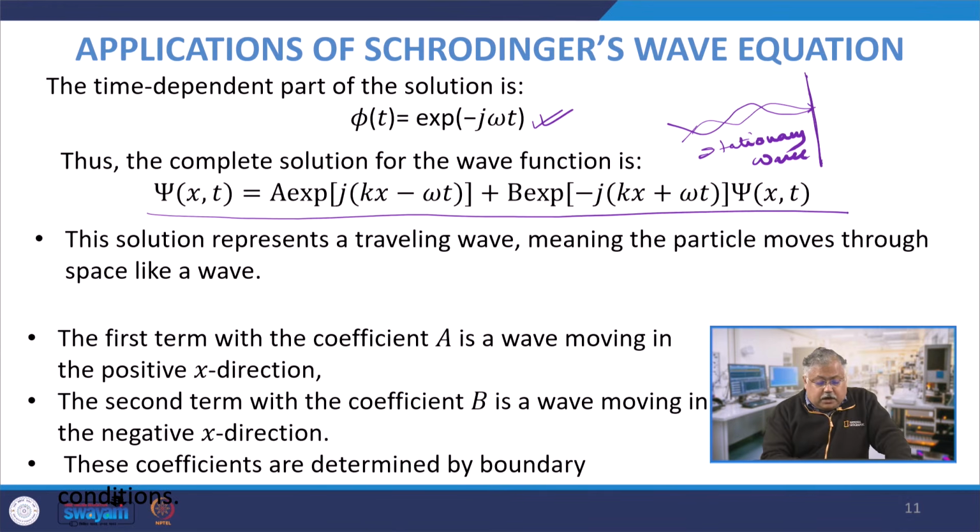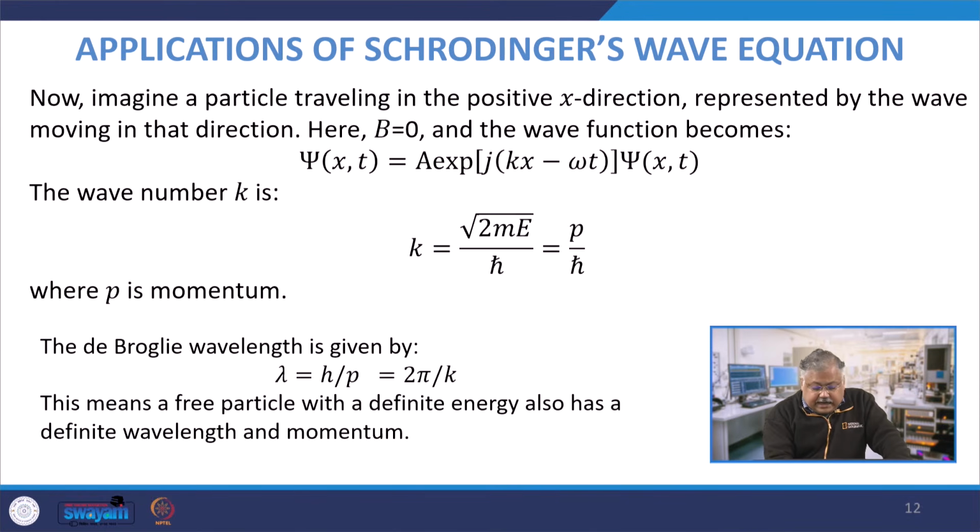Now the first term of this expression, with coefficient A, is a wave which is moving in the positive x direction, and the second term is the one which is moving in the negative x direction. The coefficients A and B are determined by these equations. If I imagine that the wave is traveling only in the positive direction, there is no negative wave, then B has to be equal to 0, because B represents a negative direction wave.